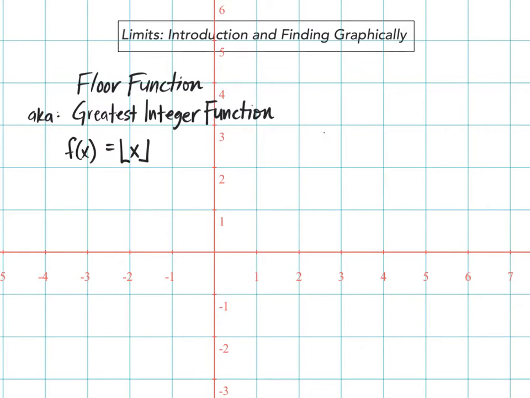A floor or greatest integer function is just another example that you'll see a lot when you're discussing limits. There's also a ceiling or least integer function that's just kind of a version of this. But what a floor function does is it always rounds a number down. It rounds it down to the next integer, the next greatest integer that is no bigger than it. So if x is 0.1, it rounds it down to 0. If x is 0.8, it rounds it down to 0. If x is 1.1, it rounds it down to 1. It always just rounds down to the nearest whole number.